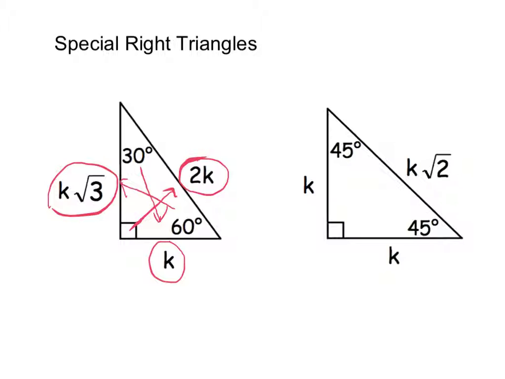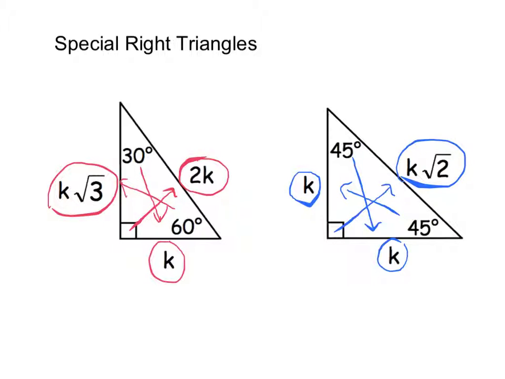There is a unique relationship between the sides of a 45, 45, 90 triangle as well, and that says that across from the two 45-degree angles, we'll call both of those K. And then across from the 90 angle is K times the square root of 2.